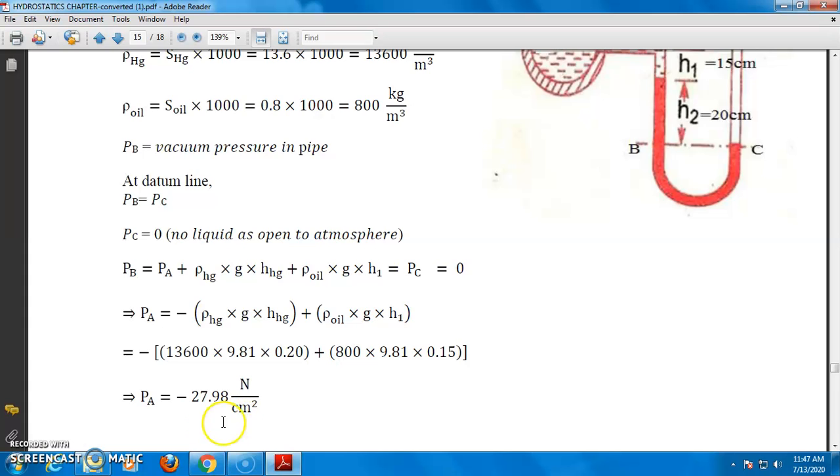So here you observe, you are giving the negative sign. This is the checkpoint. How to know your answer is correct? When you calculate the vacuum pressure, the answer will come negative. If your answer comes negative, then your answer is correct. When you calculate the gauge pressure, that answer will come positive. Okay, this is your checkpoint whether your answer is correct or wrong.